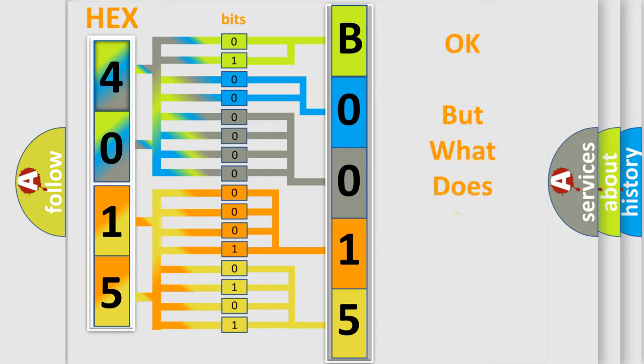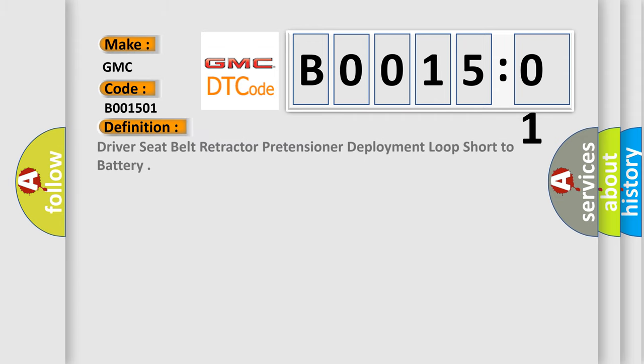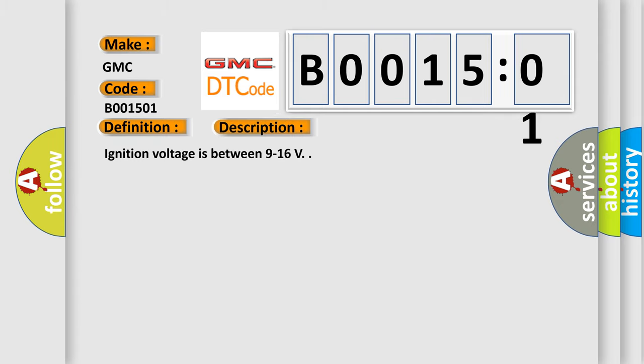The number itself does not make sense to us if we cannot assign information to what it actually expresses. So, what does the diagnostic trouble code B0015-01 specifically interpret for GMC car manufacturers? The basic definition is: driver seat belt retractor pretensioner deployment loop short to battery. And now this is a short description of this DTC code.